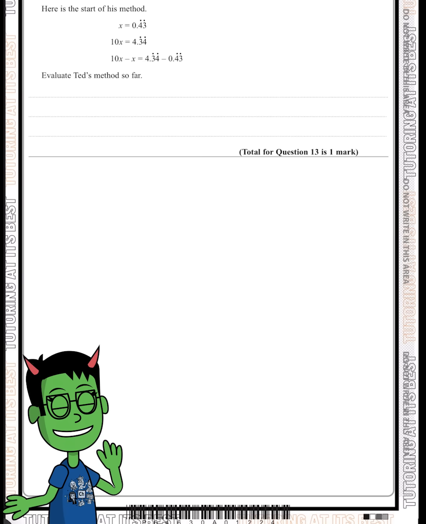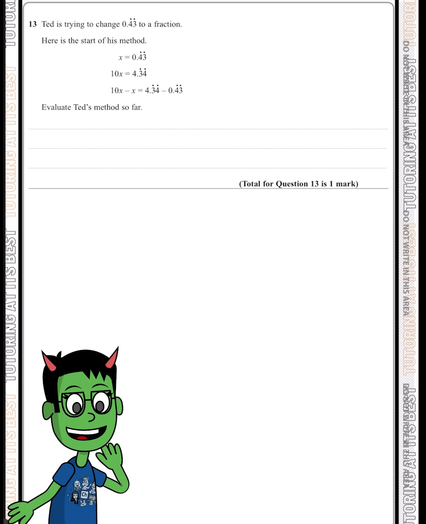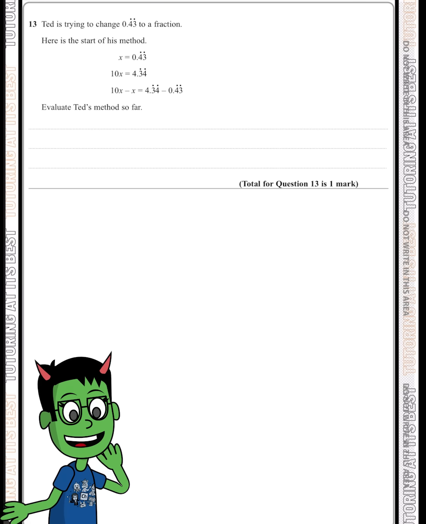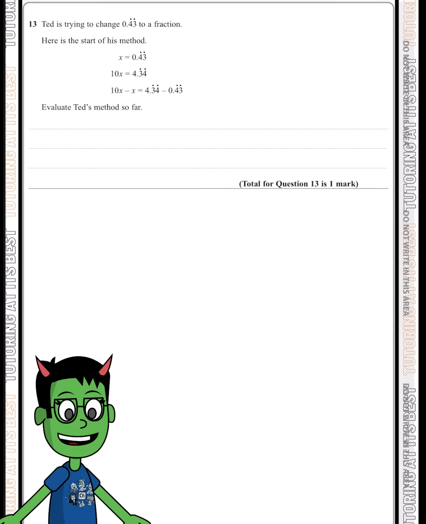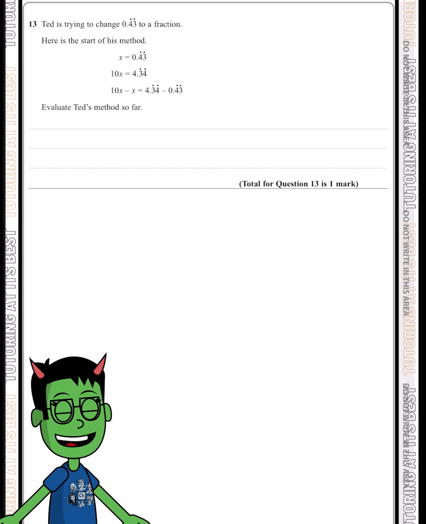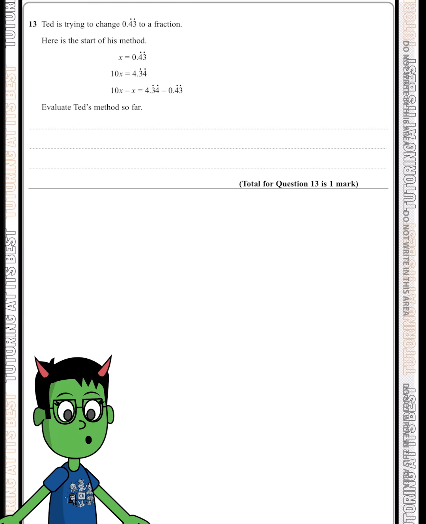Beautiful work. Okay, question 13. Ted is trying to change 0.43 recurring to a fraction. Let's evaluate Ted's method so far. Well, let's take a look at what he's done here.